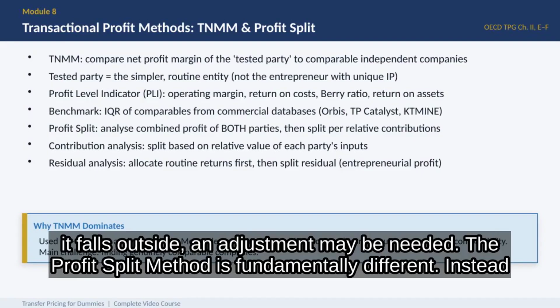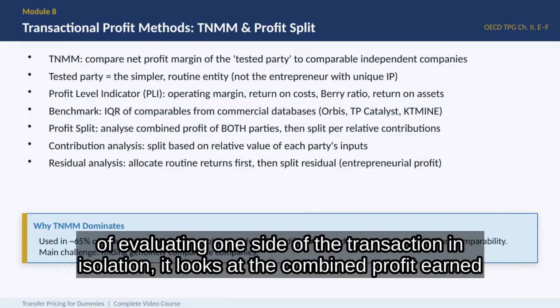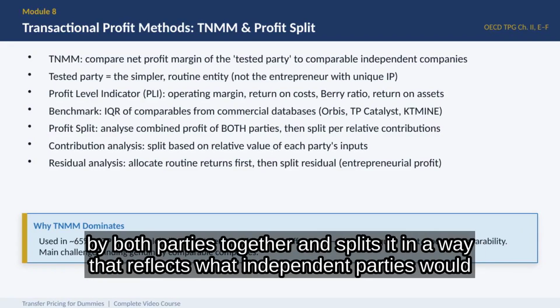The profit split method is fundamentally different. Instead of evaluating one side of the transaction in isolation, it looks at the combined profit earned by both parties together and splits it in a way that reflects what independent parties would have agreed.